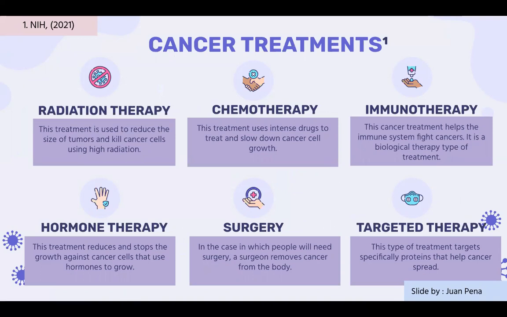Next, we have hormone therapy. This treatment reduces and stops the growth of cancer cells that use hormones to grow. Next, we have surgery. This is the most invasive type of cancer treatment, which involves a surgeon physically going in and removing cancer from the body. And lastly, we have targeted therapy. This type of treatment specifically targets proteins that help cancer spread.